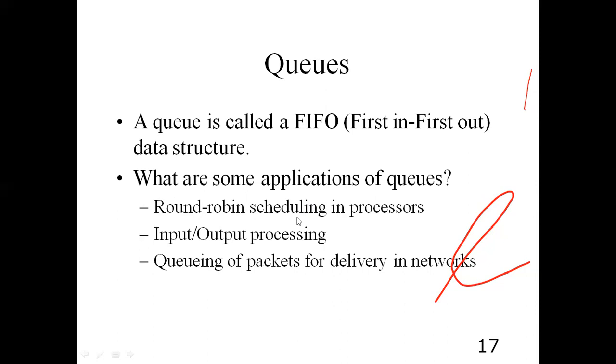We are scheduling Zoom classes for so and so time to so and so time for this class, and so and so time to so and so time for that class. So the processor also schedules work in different fashions. Round robin is one of the fashions. In that area, queues are used. Input output processing here also.